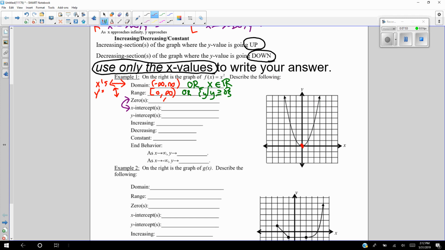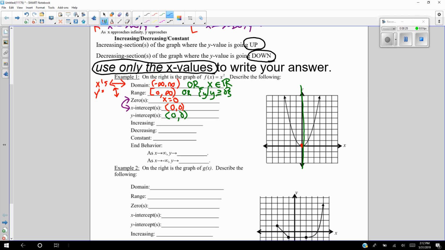So typically the way we write our zeros, we write x equals, and we write that x coordinate. The way we write our x-intercept is typically an ordered pair, although we will see some people write x-intercept as x equals 0 as well. The y-intercept is where it crosses the y-axis. What crosses the y-axis? The same place it crosses the x-axis at.